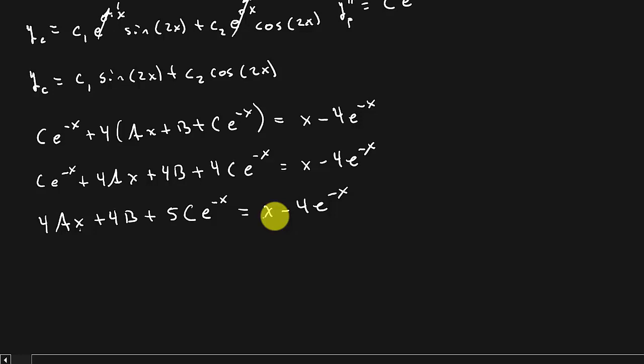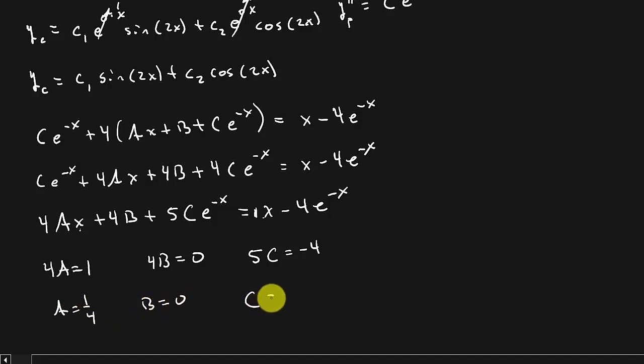This is the only term that has an x. The coefficient's 1, so I know 4a has to equal 1. There's no constant. See, 4b is just a constant. There's no constant over here, so 4b is equal to 0. And then you see this e to the negative x. Well, that's a negative 4. This is 5c, so 5c has to equal negative 4. So we get a is 1/4, b is 0, and c is negative 4/5.